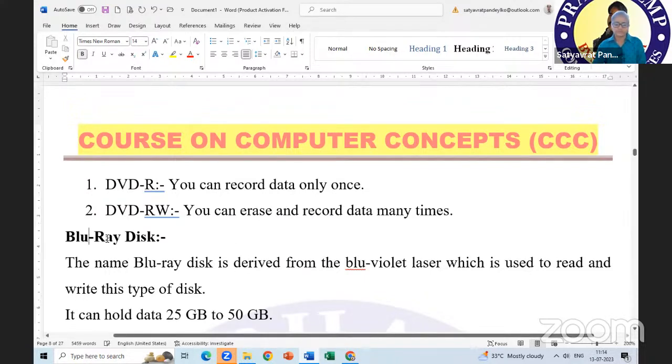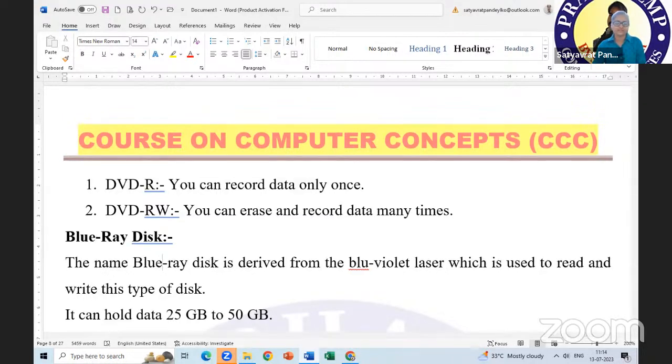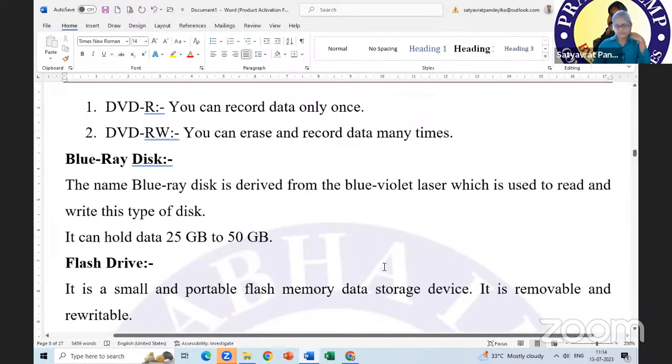Blu-ray disc. The name Blu-ray disc is derived from the blue-violet laser which is used to read and write this type of disc. It can hold data from 25 GB to 50 GB.